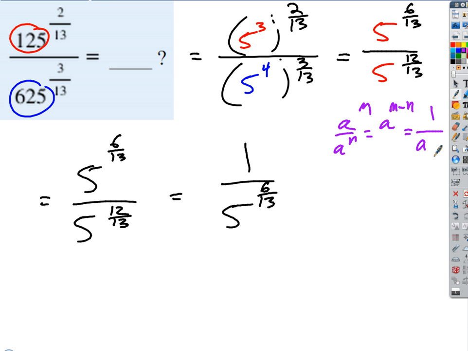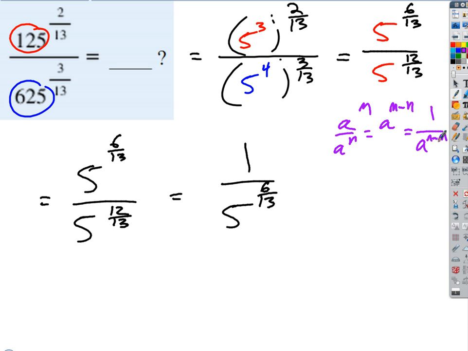So we get, what happened to the 5? It goes to the bottom. Well, that's our base. Is it connected to the 6 13ths? Yeah, it's to that power, right? In this case, a is equal to 5, so we're getting 1 over a to the n minus m power, right? Okay? But we're still not done. What's the issue with that?